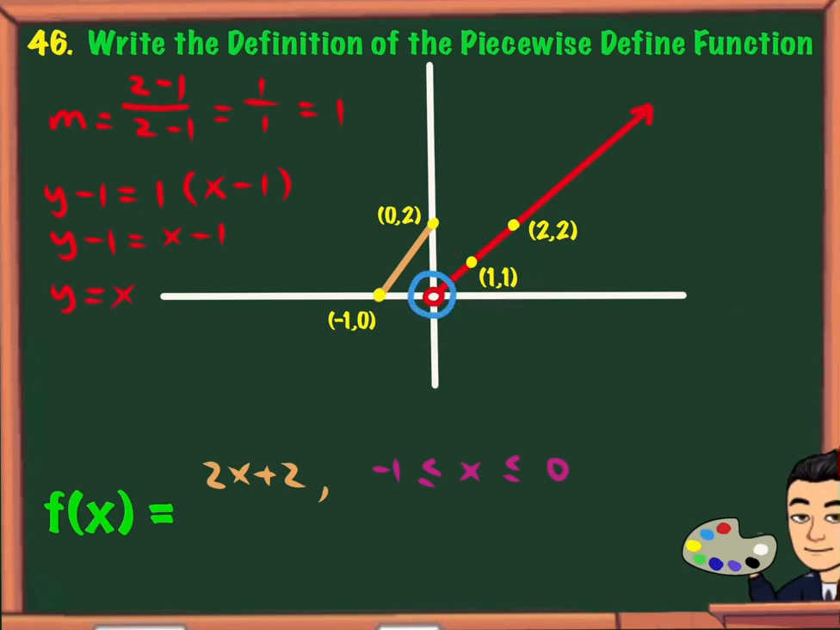So for this function, it starts from x equals to 0 with the open circle, and just continuously goes towards the positive infinity. For the second function, you're going to write x, comma, x is greater than 0. And this is your piecewise defined function.